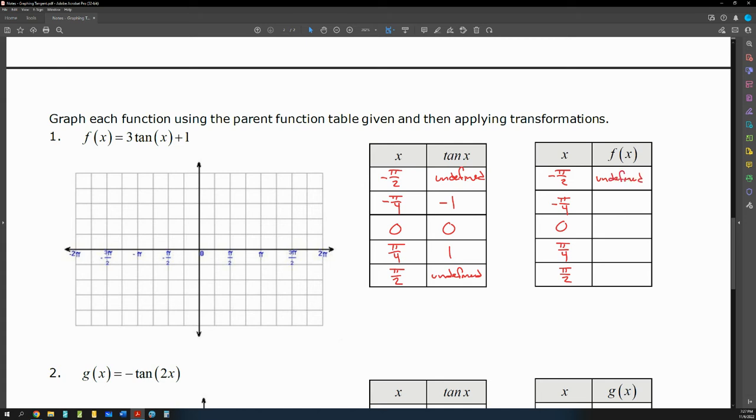We can't operate on a value that's undefined. So we still have asymptotes at negative pi halves and pi halves, but at negative pi fourths, we're going to multiply negative 1 times 3 and then add 1. So negative 1 times 3 is negative 3, and then adding 1 is negative 2. At 0, 0, we're again multiplying by 3 and adding 1. 0 times 3 is 0, plus 1 is 1.